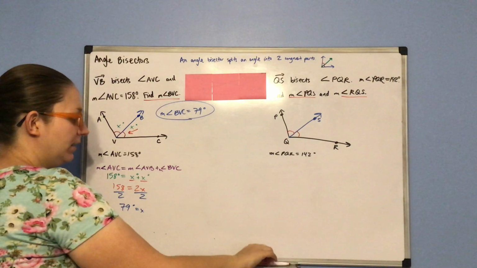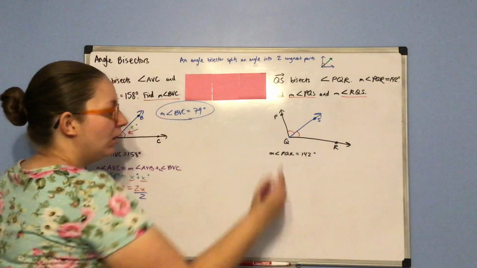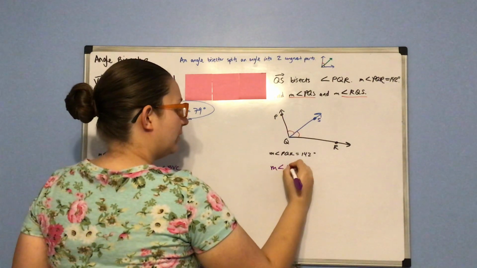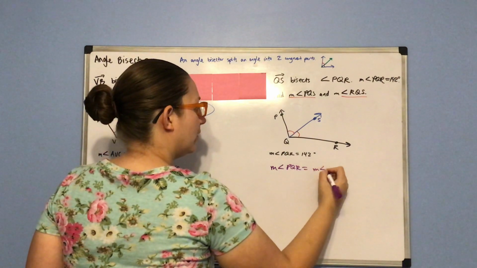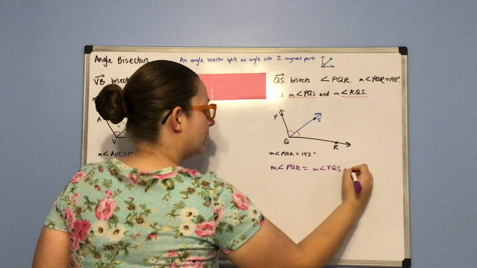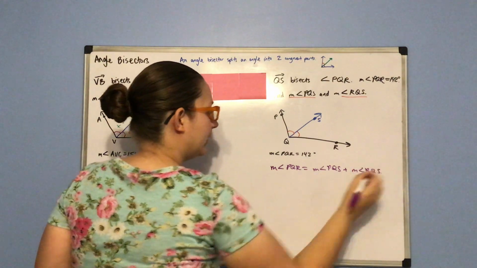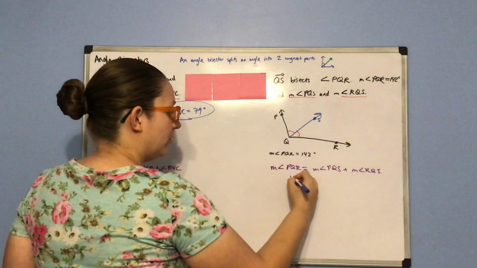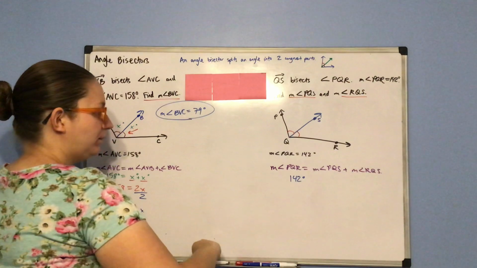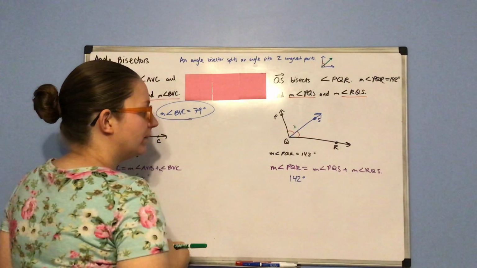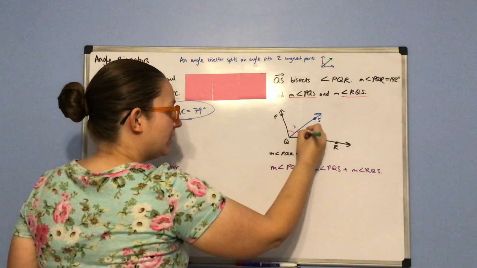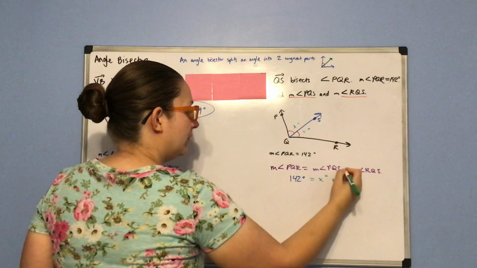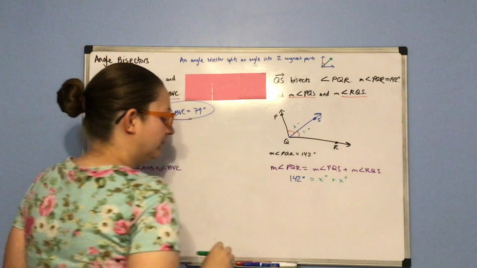The process is exactly the same. By our angle addition postulate, we know that the bigger angle PQR, its measure, is equal to these two added together. So measure of angle PQR equals measure of angle PQS plus measure of angle RQS. Fill in what we know. We know that PQR is 142 degrees. We don't know PQS, let's call it X. What we know about SQR is that it's the same, so let's also call that X. So measure of angle PQS is X degrees. Measure of angle RQS is also X degrees.